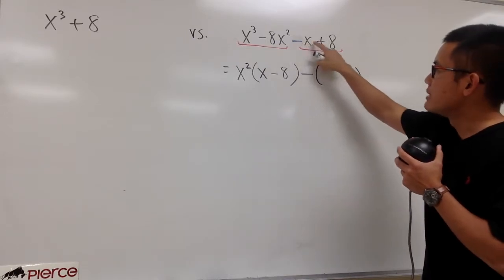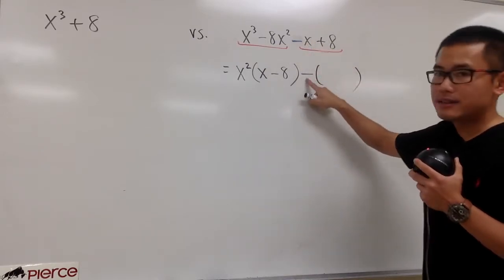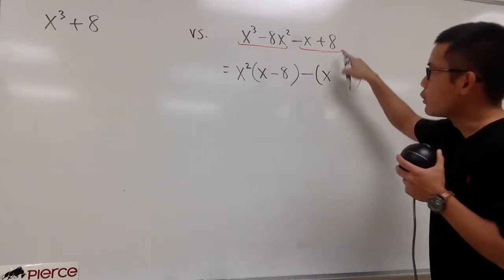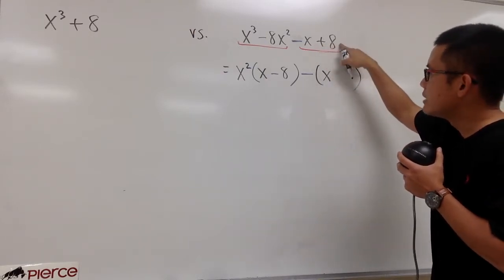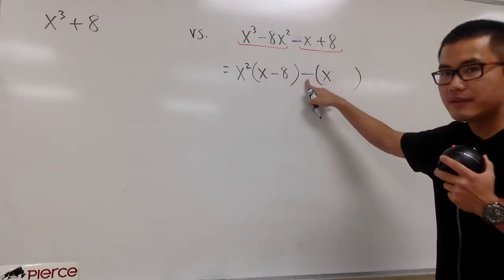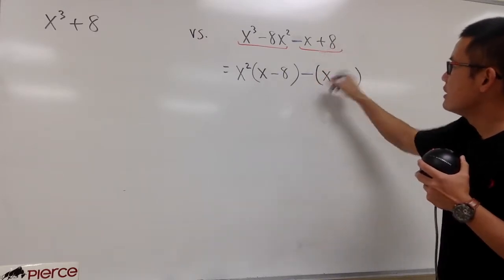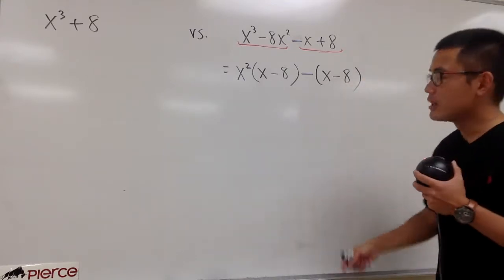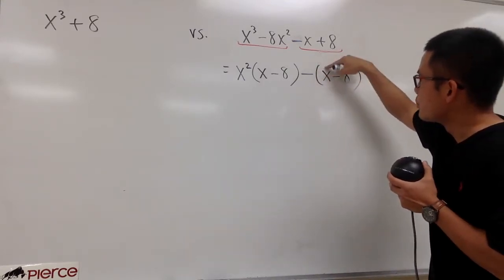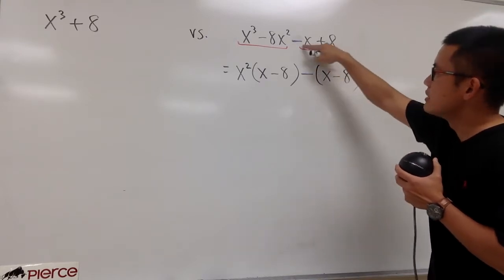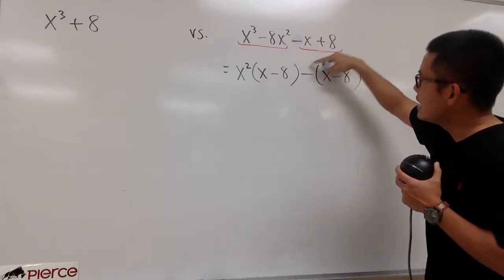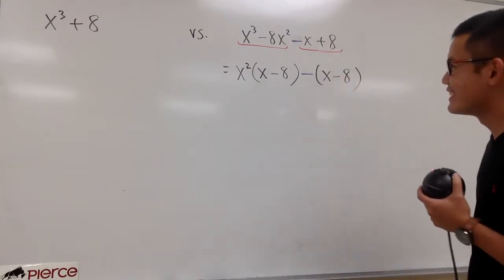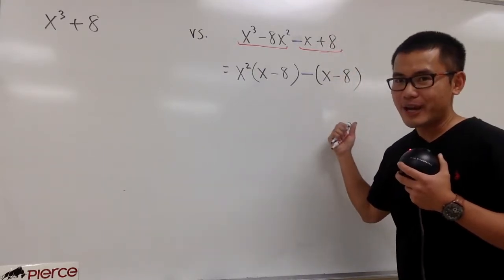Originally, this was minus x, but we factor out the minus already, so this is going to be just x, isn't it? And originally, this was a positive 8, but we factor out a negative. Positive divided by negative is minus, isn't it? And just to double check, if you distribute the negative into the parentheses, negative x, that's what we had. Negative times negative 8, that's plus 8. So that's the original, so that's great. So this is what we have, okay?